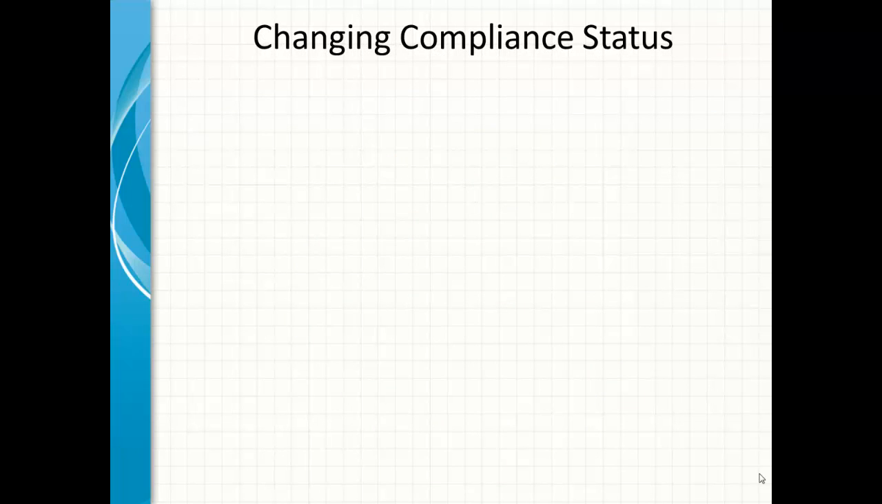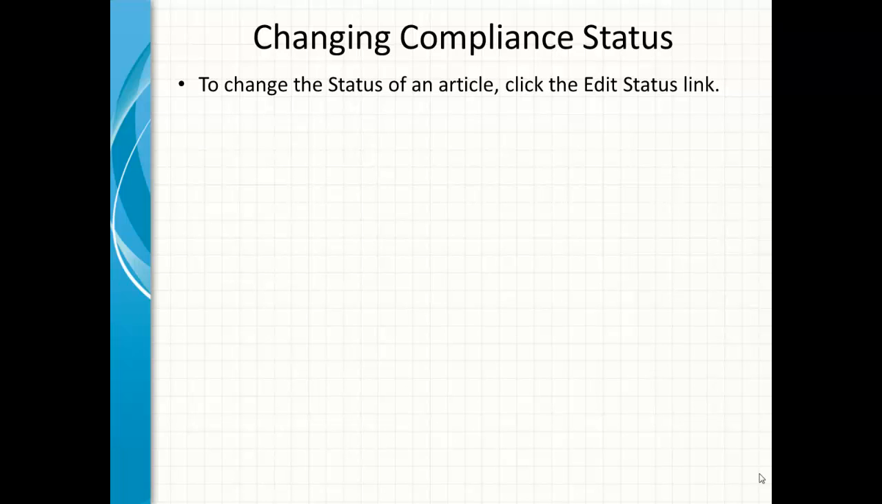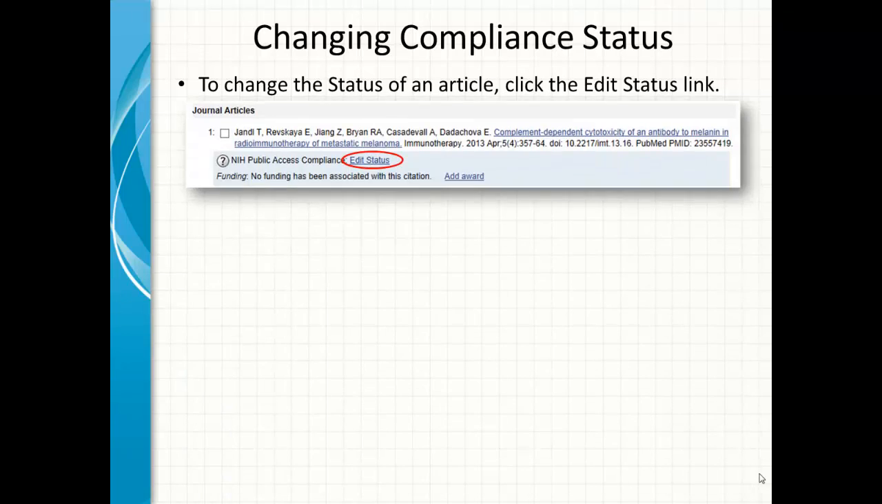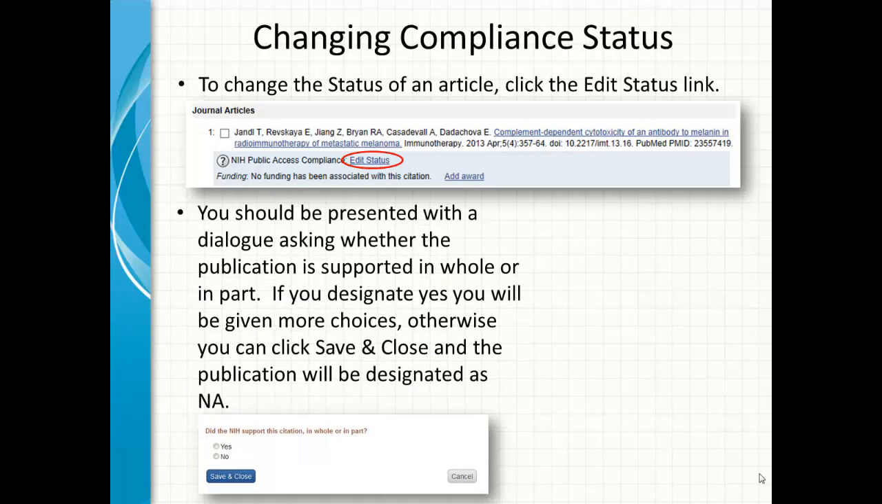Actually making a non-compliant publication compliant is a whole session unto itself. For now, we will cover how to change the state of compliance for a publication that has already been submitted or is not supported by NIH funds. Using the Edit Status link, click Edit Status, answer yes or no to whether the specified publication is supported by NIH funds, in whole or in part. If you click no, you can click Save and Close, and the publication will be marked as not applicable.